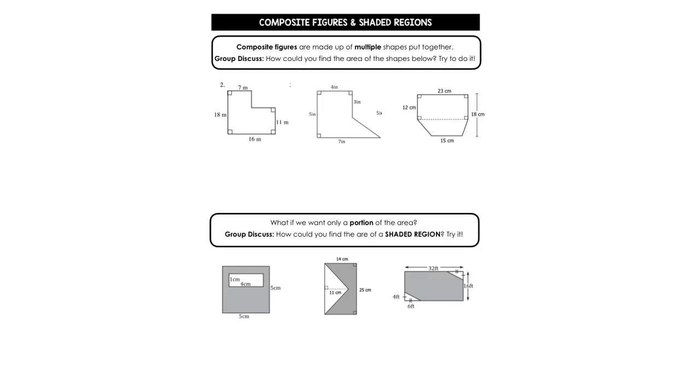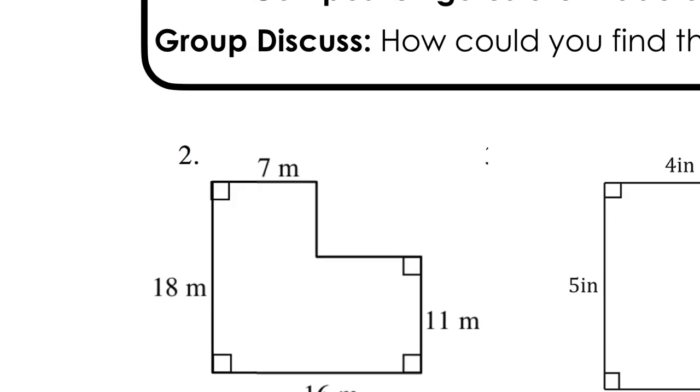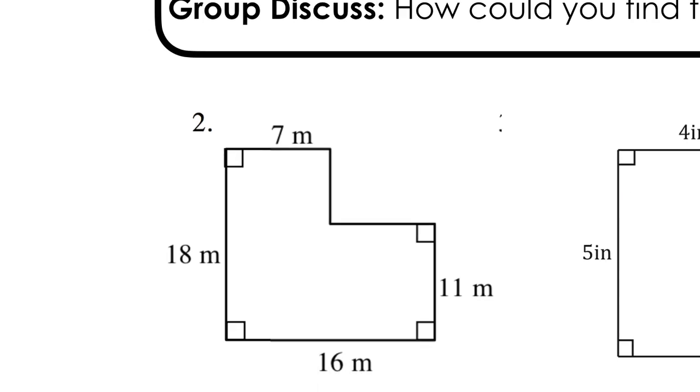Okay, so on this last page, we are going to talk about how to find the area of composite figures. So what is a composite figure? It's a figure that's made up of multiple shapes put together. And there's a lot of different ways to find the area of something like this. So if you just look at this first example here, we have this L shape, right? And we want to find the total area that all of this takes up.